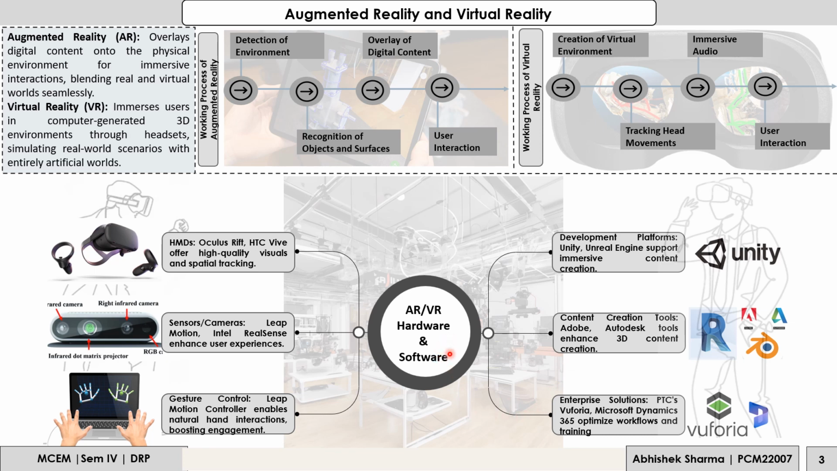Now, the different AR/VR hardware and software. AR/VR hardware consists of head-mounted devices like Oculus Rift, HTC Vive, etc. Then sensor cameras and gesture control devices like Leap Motion controllers, which enable natural hand interaction and tracking. For software, the development platforms are Unity and Unreal Engine. For content creation or 3D environment creation, Adobe and Autodesk are the tools which can be used for creating the 3D content. For enterprise solutions, VTC, Vuforia, and Microsoft Dynamics 365 are used for training.